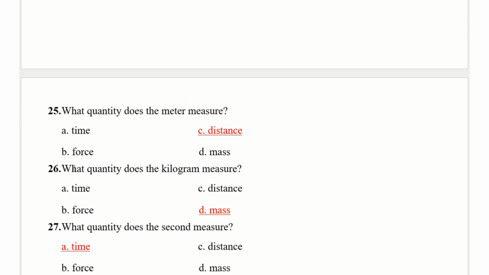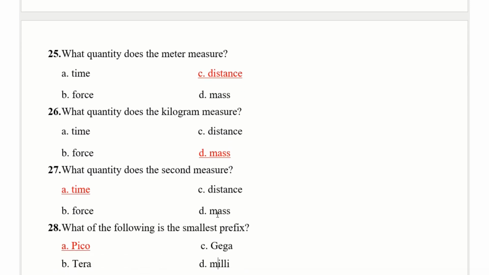Question 26. What quantity does the kilogram measure? Kilogram is the unit of mass, so D. Kilogram for mass, meter for distance, second for time. What quantity does the second measure? Time. Time is measured by the second. So these are the SI units.